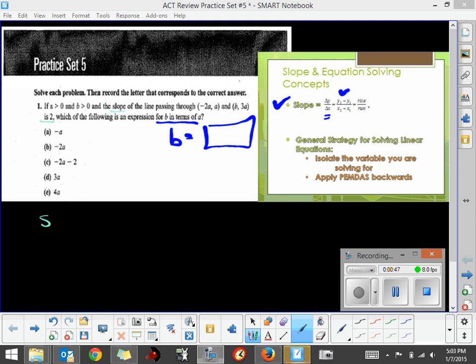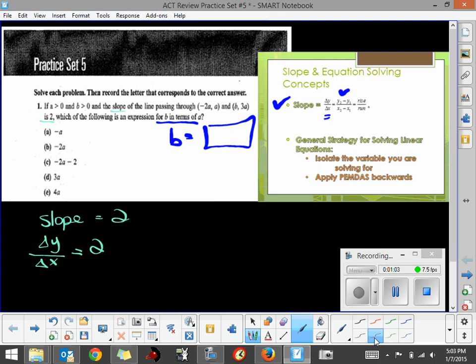So we know our slope has to equal 2, and we calculate slope by finding the change in our y's and the change in our x's, and we want that slope to equal 2. So I'm going to find the change in the y's by taking the y values of these ordered pairs. So the y values of the ordered pairs are here. There's our y1 and our y2. We have 2 y values, a and 3a.